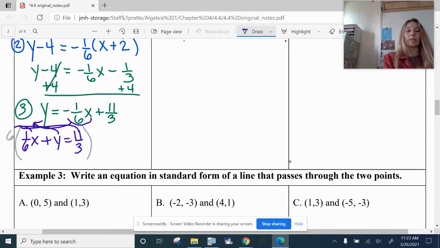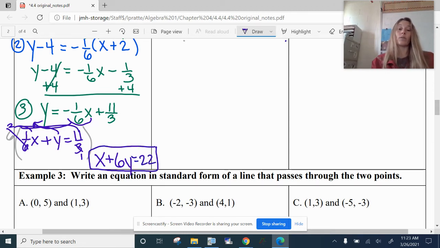When I distribute my 6 to 1/6, obviously they cancel. I'm just left with x. 6 times y is going to be 6y, and then 6 times 11/3. Those can reduce, and then 2 times 11 is 22. Even if you multiplied it out, you would have had 66/3, which would simplify to 22.